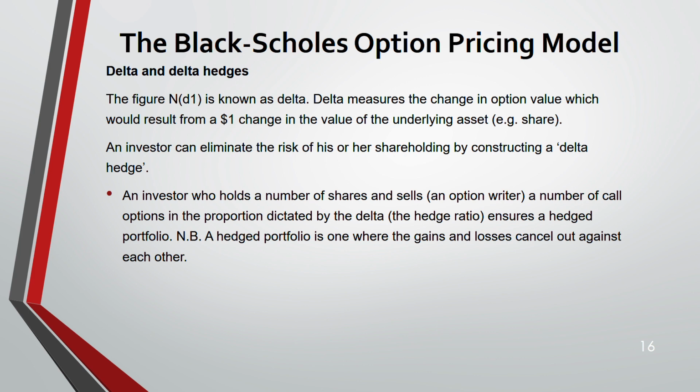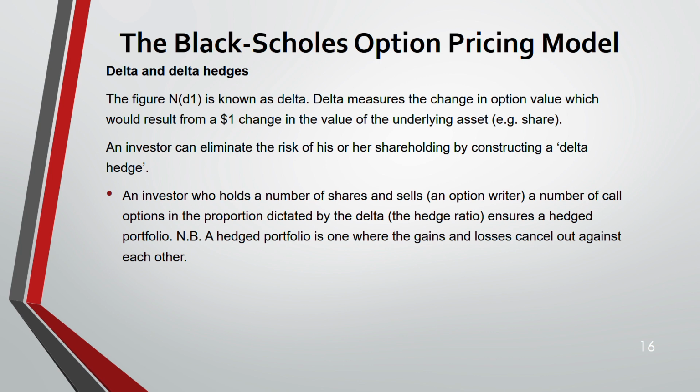An investor who holds a number of shares and sells to an option writer. See, the one to whom you are selling the option is known as an option writer. You are the option holder, the one who has the shares. So an investor who holds a number of shares and sells a number of call options, when you're selling a call option, you're selling to the option writer, in the proportion dictated by the delta. You are doing this buying and selling in that proportion. That proportion is known as the hedge ratio.